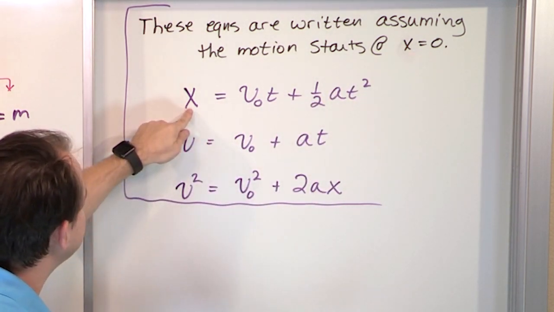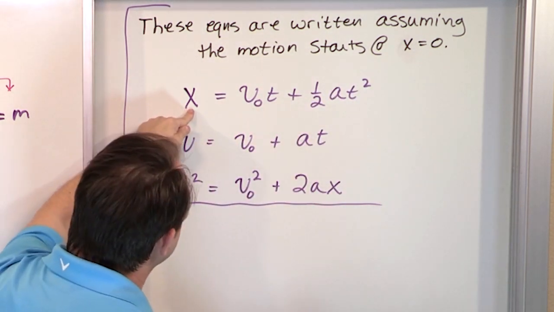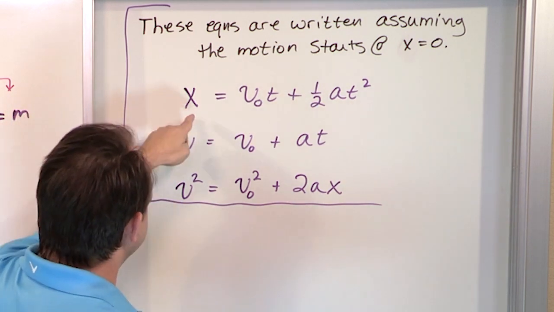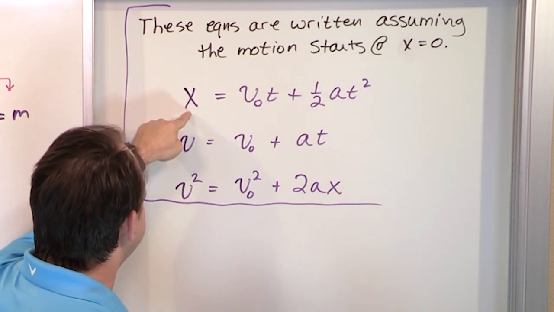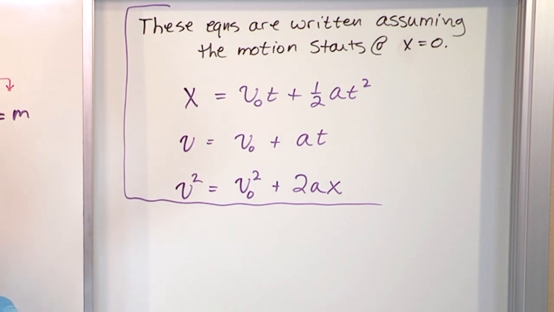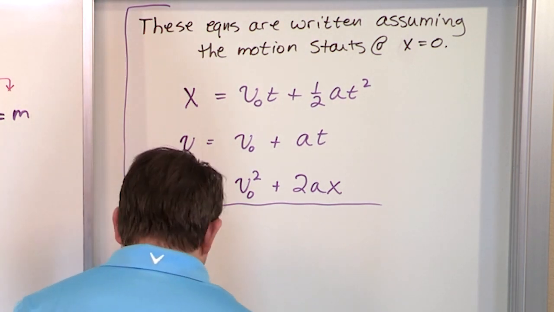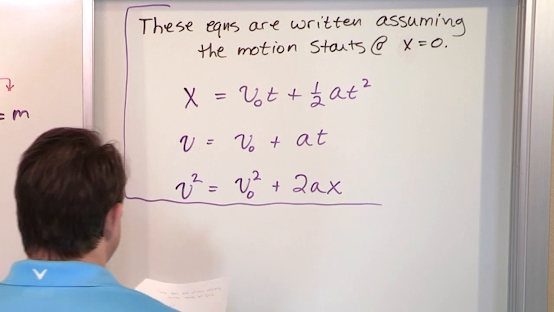The distance I calculated is just how many meters away from 0 I end up, where the ball lands or whatever. It's how many meters away from 0. Now, an alternative way that you might see these things written is the following.